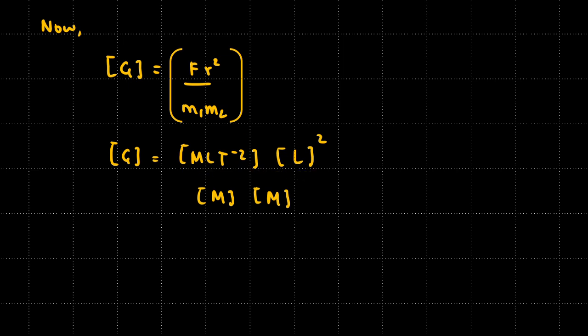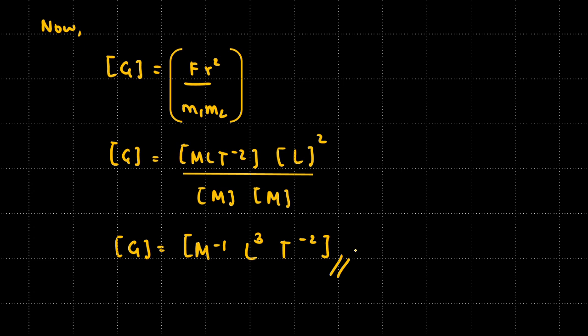So let's do some quick calculations. I think you can do it in your head. So M divided by M square, yeah. So the dimension of G will be, M divided by M square will be M minus 1. L into L squared will be L cubed, and there is only T minus 2. So finally we found that the dimensional formula of the universal gravitational constant will be M minus 1, L cubed, and T minus 2.